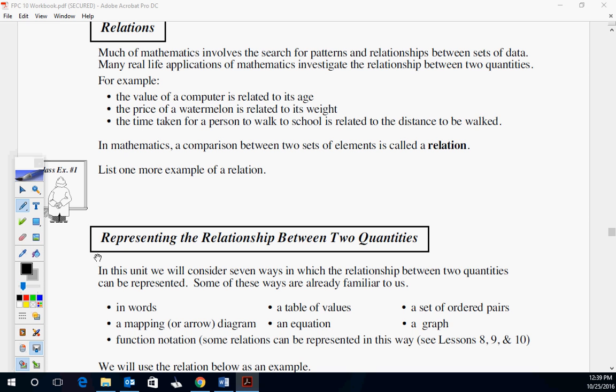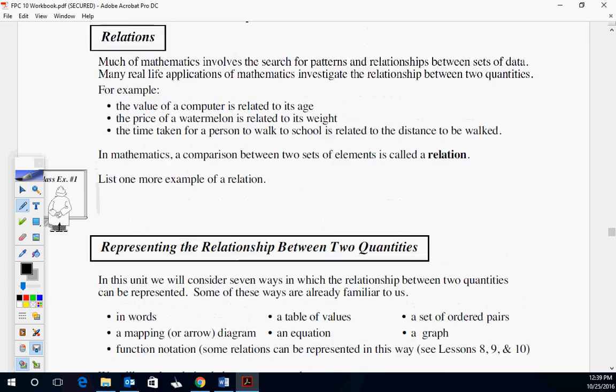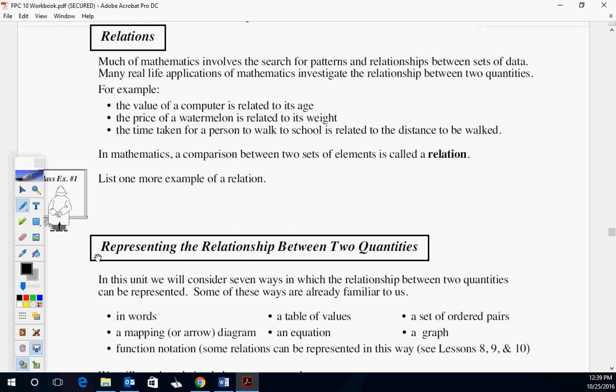Unit 3, Lesson 2. So, relationship between two quantities. Much of mathematics involves the search for patterns and relationships between sets of data. Many real-life applications of mathematics investigate the relationship between these two quantities. For example, the value of a computer is related to its age.